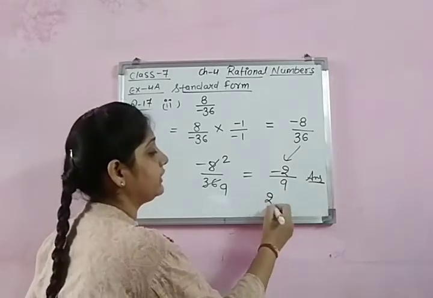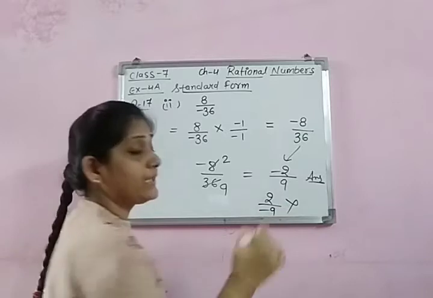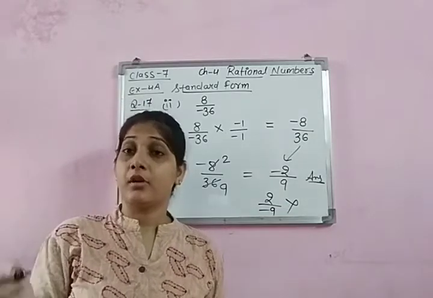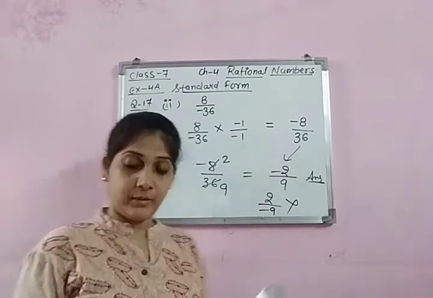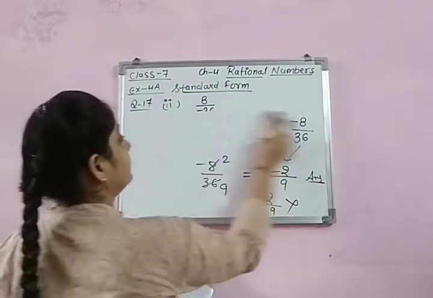Children, if you write 2 upon -9, that is wrong, because in this the denominator is not a positive number. So be careful about that. Let's do more questions.